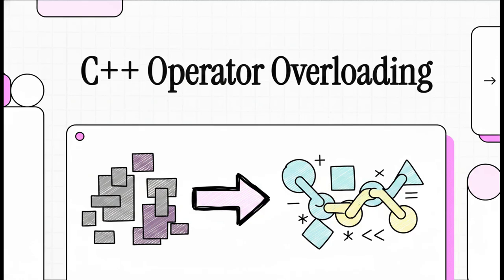Welcome to this explainer. Today, we're going to fundamentally transform how you write C++. We're talking about making your custom objects behave exactly like those standard built-in data types you use every single day. It's all about taking your code from feeling clunky to being completely seamless.